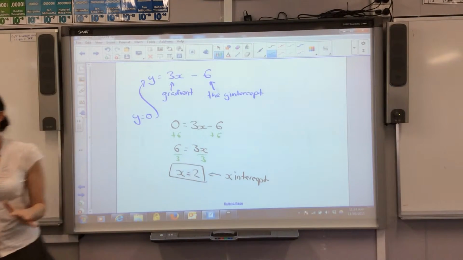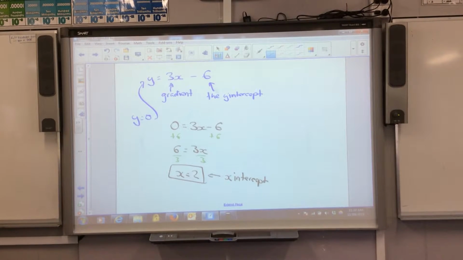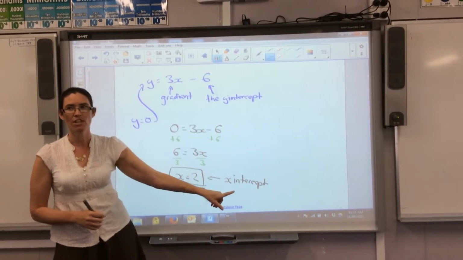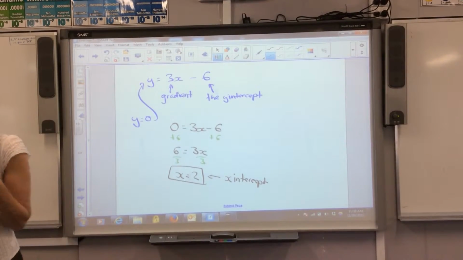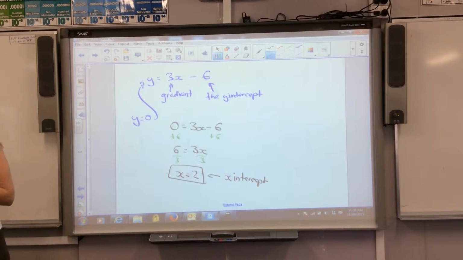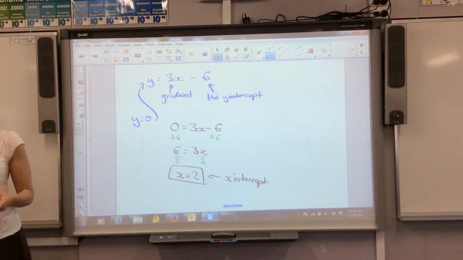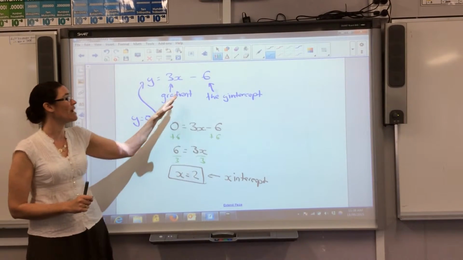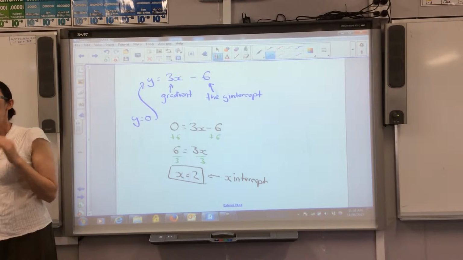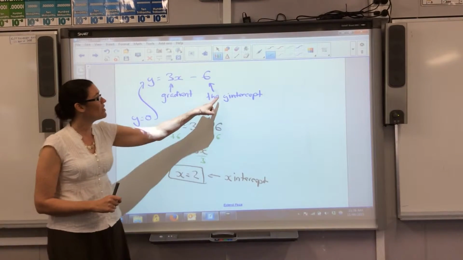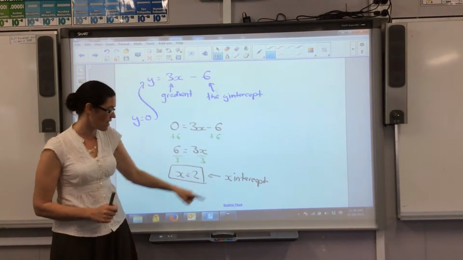Now that's kind of cool, because I now know 3 things about my graph. I know the gradient, the y-intercept, and the x-intercept. That creates a third way of drawing our graph. We've already looked at drawing a graph from a table of values. With Mr. Blythe earlier this week, you looked at how to draw a graph using the gradient and the y-intercept. So today we're looking at a third way to draw our graph using the x-intercept and the y-intercept.